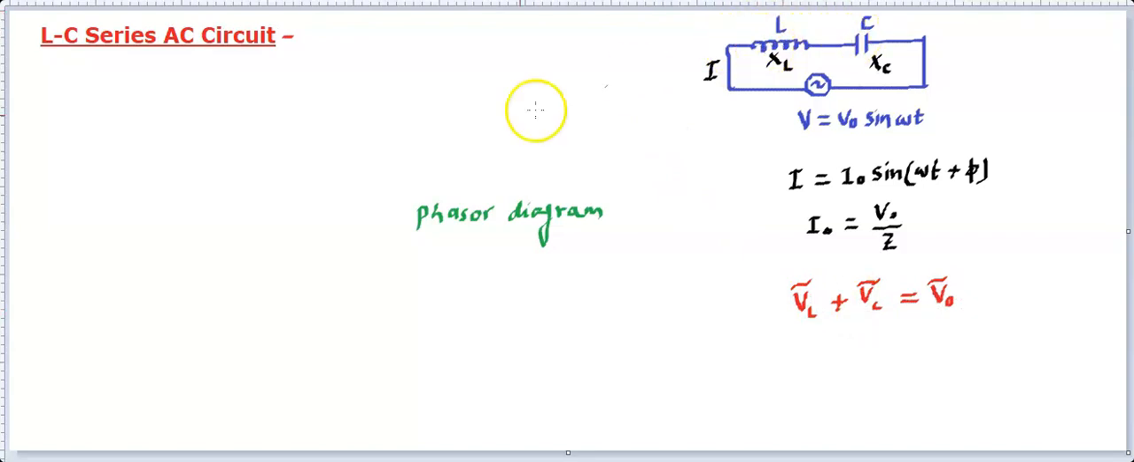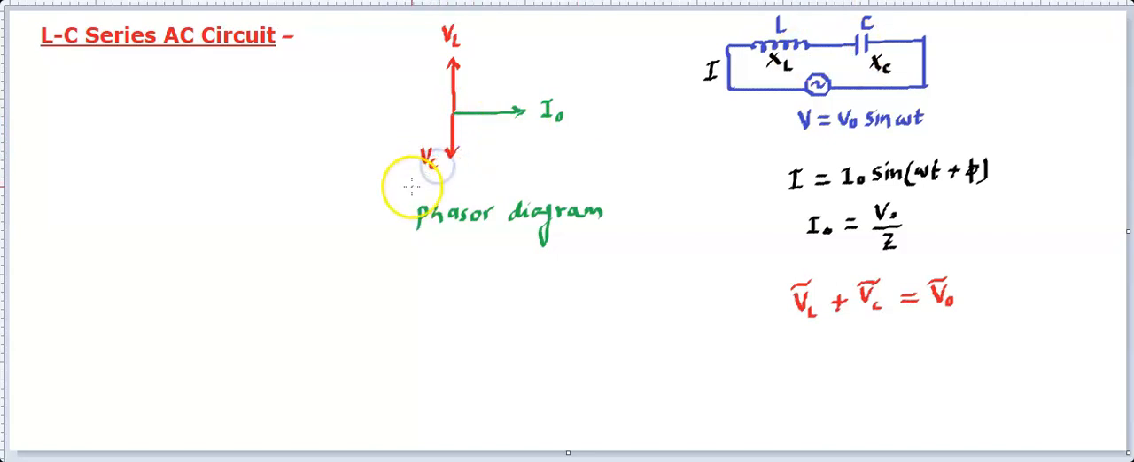Moreover, this current will be common to the two, so we will draw the current as a reference. So this is the direction of current as a phasor, or you can call it I naught. Then we need to see, if the current is flowing through an inductor, how the voltage behaves. You'll find the inductor voltage is leading the current. So from this current, the voltage will be leading by 90 degrees, so the voltage has to be drawn in the upward direction. This is the voltage across the inductor. Now when the same current flows through the capacitor, the voltage across the capacitor will have another phase difference: the voltage lags behind the current in the case of a capacitor.